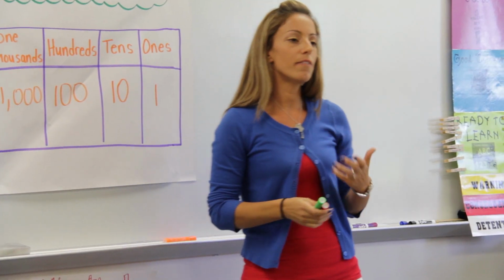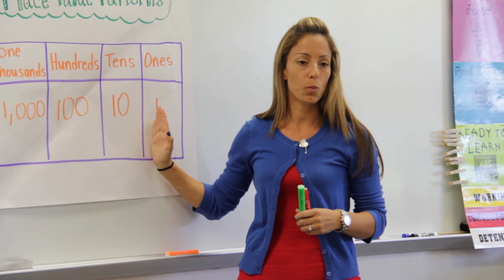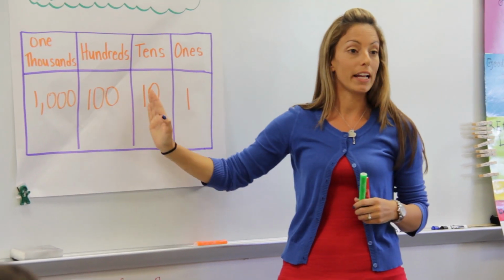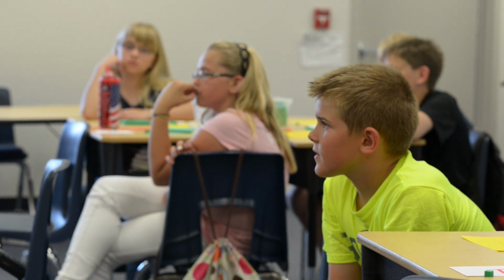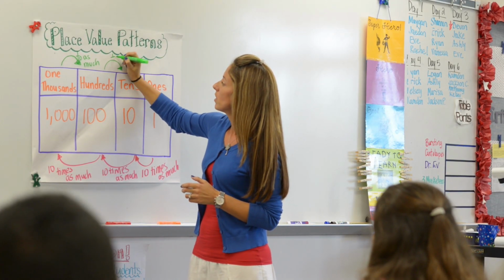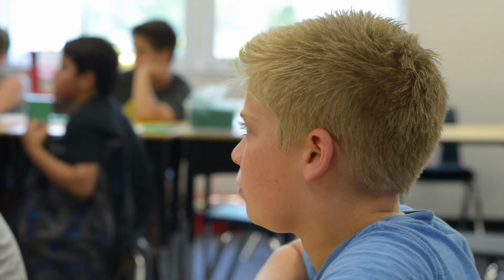Once all the groups made those connections, we came back together and talked about the observations as a whole class, and we charted our observations on a place value pattern chart, realizing that as the place value increased, it was 10 times as much as the number before it. In other words, multiplying by 10. In the same respect, decreasing, we came up with that it was 1/10, otherwise known as dividing by 10, and they were able to come up with that with their groups.